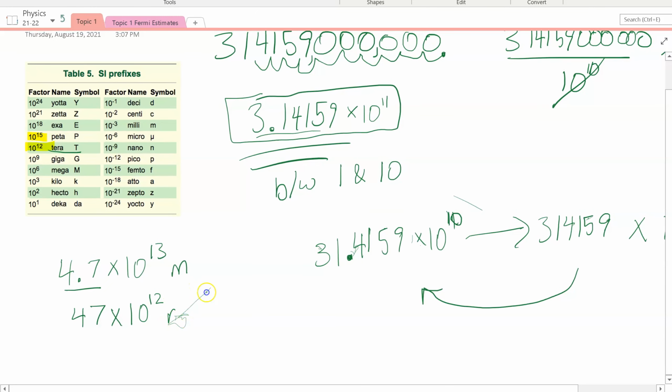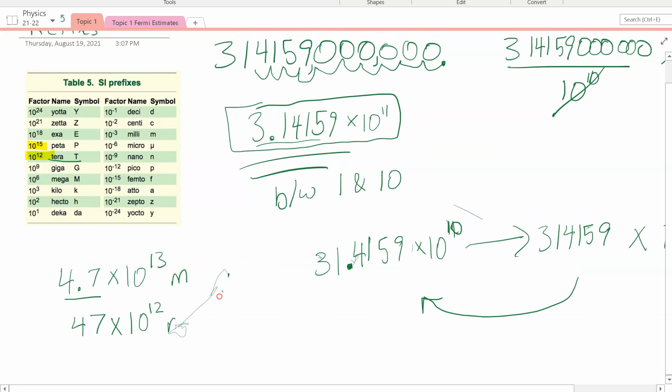So 4.7, oh, what's it doing? Let me erase that. No, hold on. I'm struggling. The battery in my pen died, and I'm using a tablet that I'm not used to.